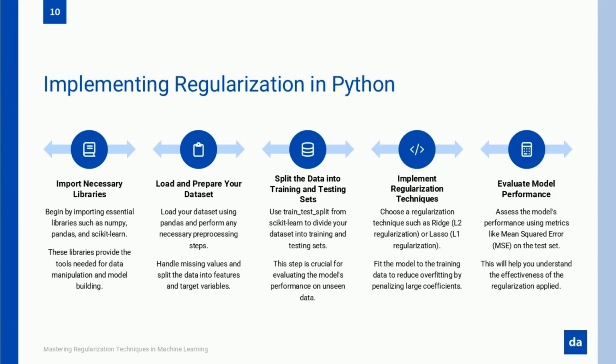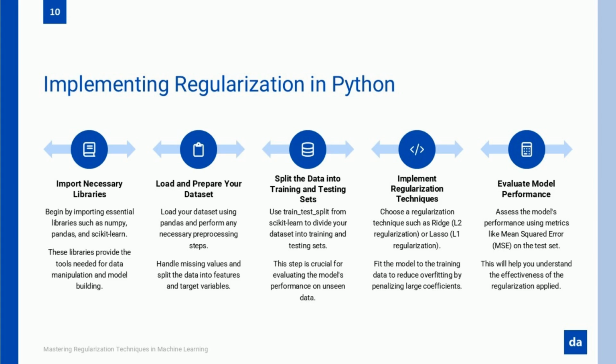Next, you need to choose which type of regularization to apply. If you have a data set with way too many irrelevant features and you suspect some of them are just adding noise, you're going to use L1 regularization, also known as Lasso. This will literally eliminate useless features, forcing the model to focus only on what matters.